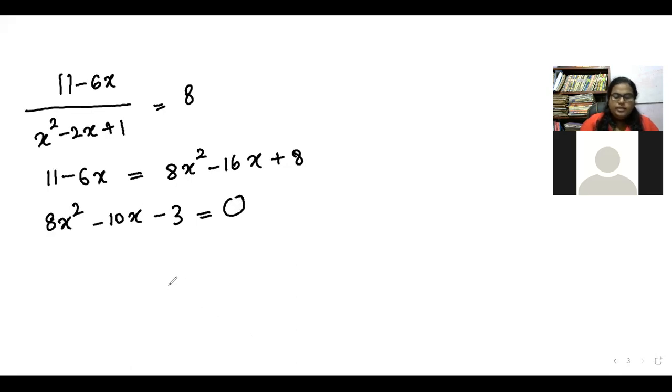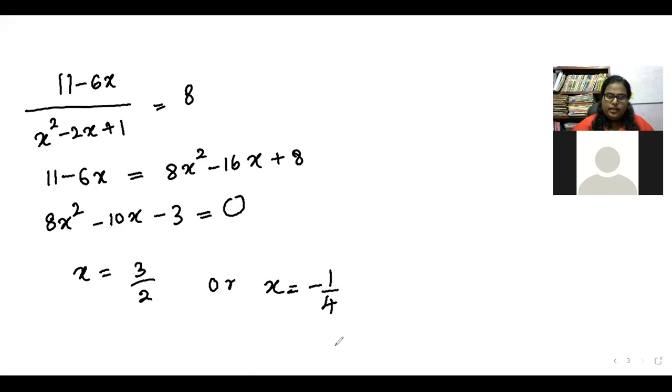Right, so we can simplify this quadratic equation by using any of 3 methods. You know that you can use a calculator, or factorization, or use the formula to solve this one. So I use a calculator, and we get 2 values for x: x equals 3 over 2, or x equals minus 1 over 4. These are the 2 solutions for x here, right?